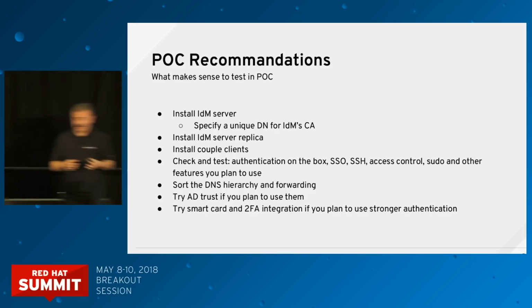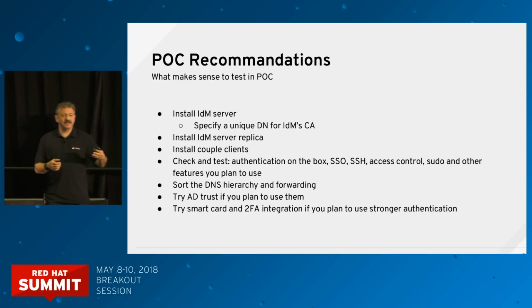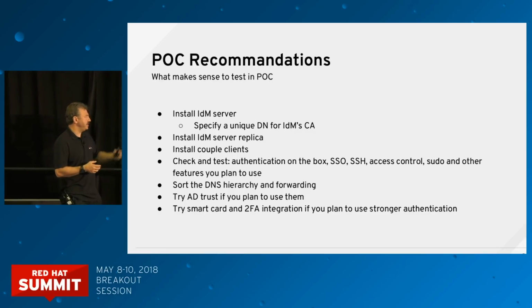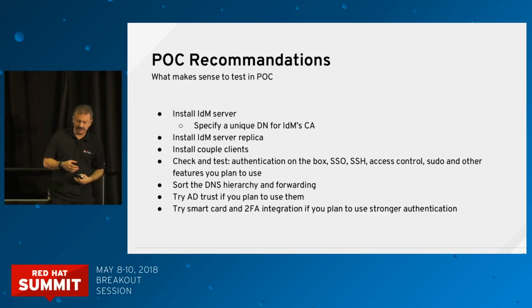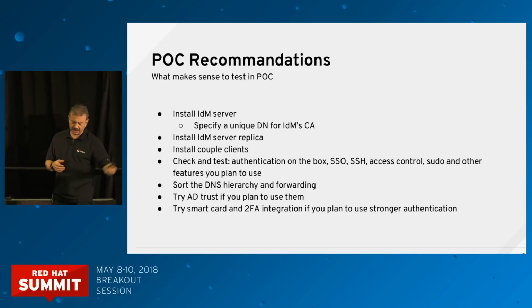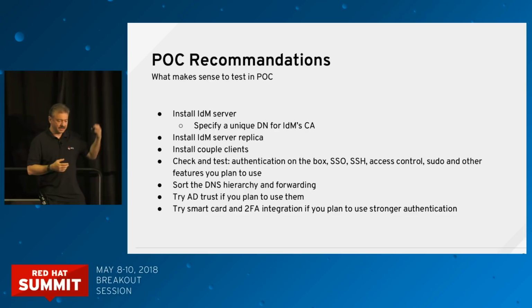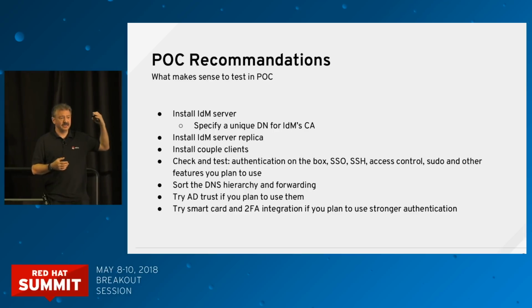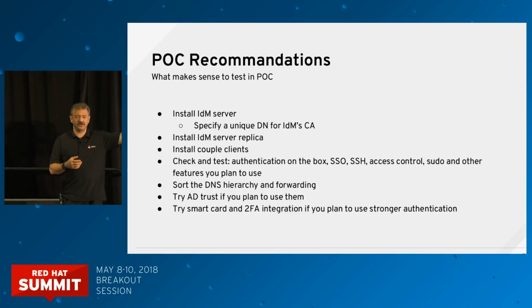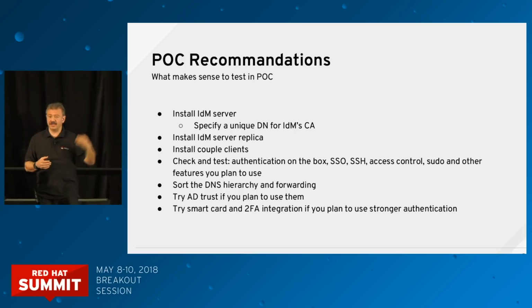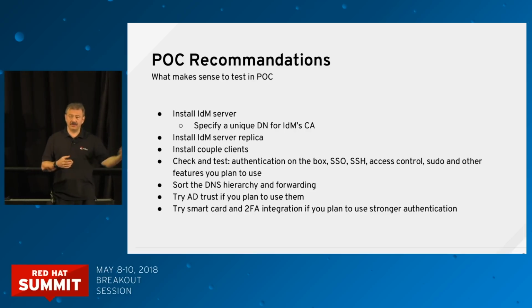Effectively, look at the core features that you want to get out of the system when you are going through the POC. Test the server installations, test the replication topology, clients, basic functionality like single sign-on, SSH, host-based access control, sudo, all these things that the system provides. Give them a try, configure them, make sure that they work the way that you expect.